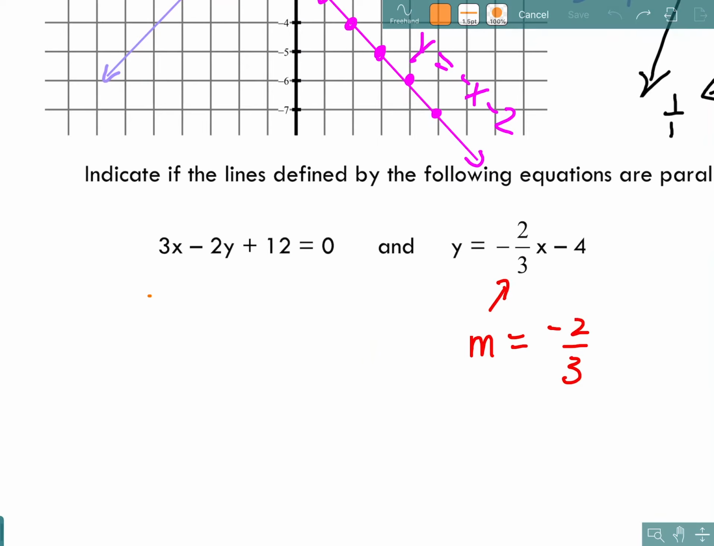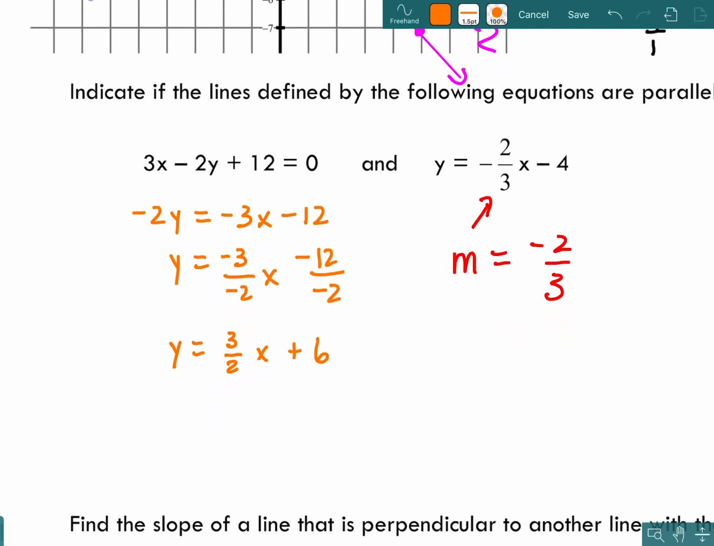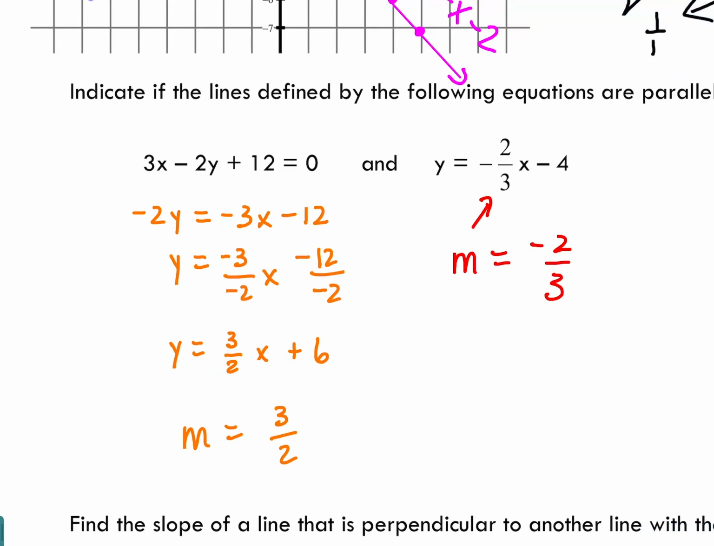So I can rearrange this equation. I'll subtract 3x from the left side, and I'll subtract 12 from the left side to get -3x minus 12. I'm going to divide every term by -2. And what I get is y equals, a negative divided by negative is a positive, so I have 3 over 2 x. -12 divided by -2 gives me positive 6. So this equation has a slope of 3 over 2.